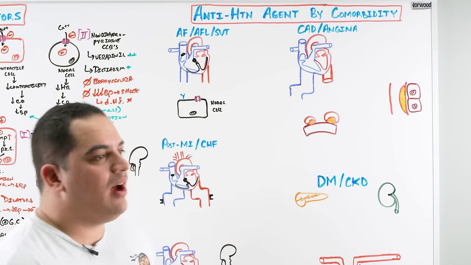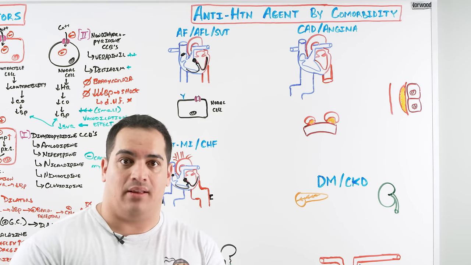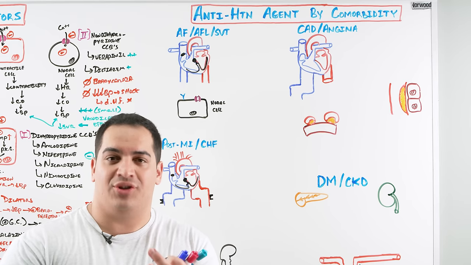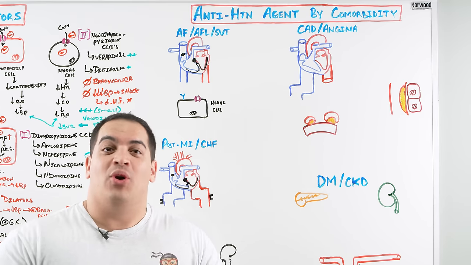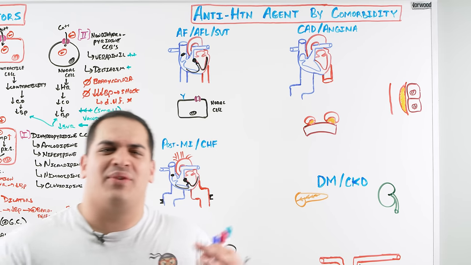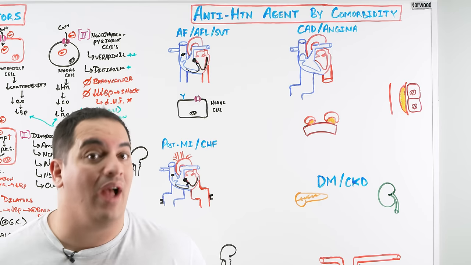All right, my friends, so we have covered every drug category that is an antihypertensive agent. We talked about sympatholytics, we talked about diuretics, we talked about renin-angiotensin-aldosterone system inhibitors, and we talked about vasodilators. We went over all the different types of drugs. We went over particularly how they work. We went over some of the adverse effects. We covered some indications of some of them along the way.